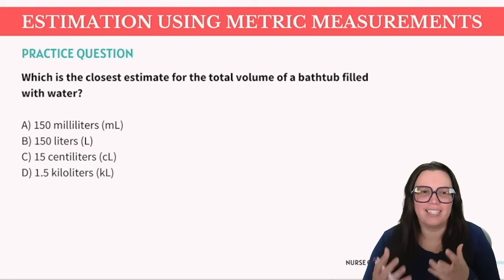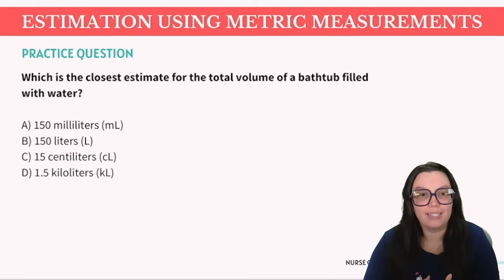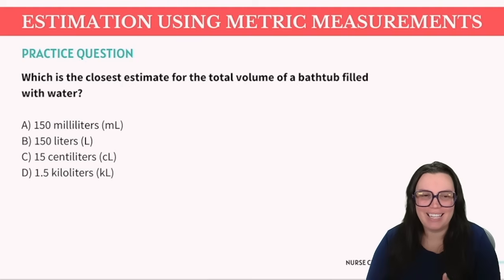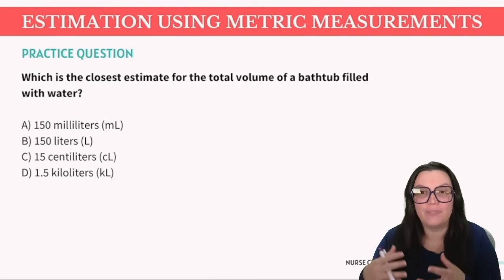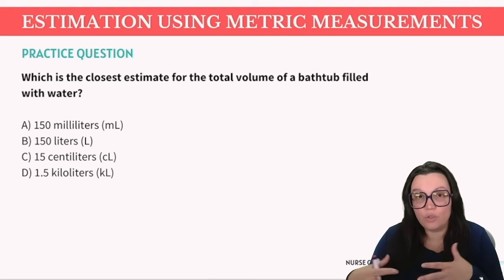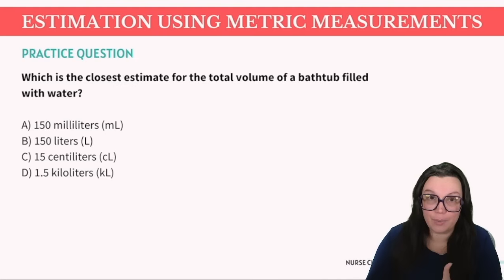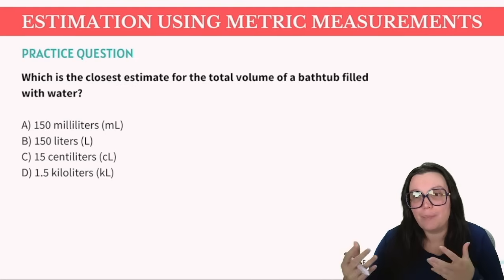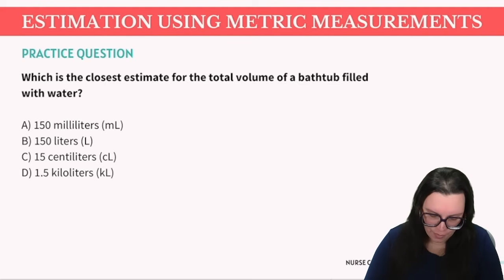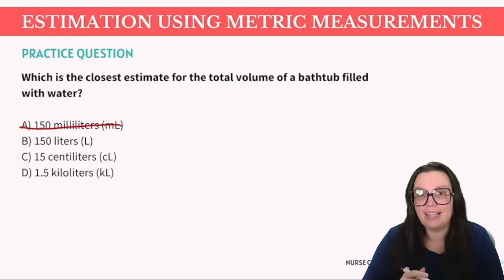And our last question states, which is the closest estimate for the total volume of a bathtub filled with water? Is it A, 150 milliliters, B, 150 liters, C, 15 centiliters, or D, 1.5 kiloliters? So again, using our deduction of real-world examples of how to measure objects, we know that a bathtub with water has to contain way more than 150 milliliters. So we can automatically eliminate that.